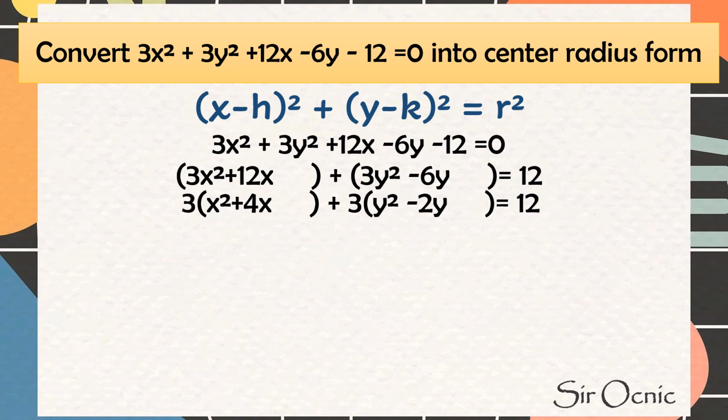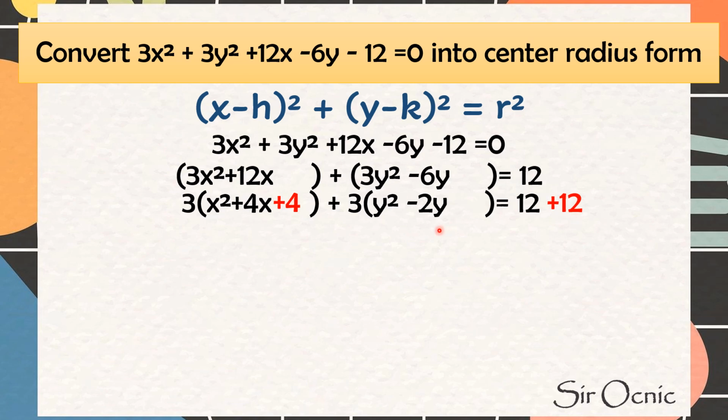Let us identify now the third term that will make the first group a perfect square trinomial. 4 divided by 2, that is 2, squared, that is equal to positive 4. Now, since there is a common factor outside the parentheses, we need to multiply the constant by the common factor outside the parentheses. So, we will then have 4 times 3 is equal to positive 12. Now, positive 12 will be added on the other side of the equation.